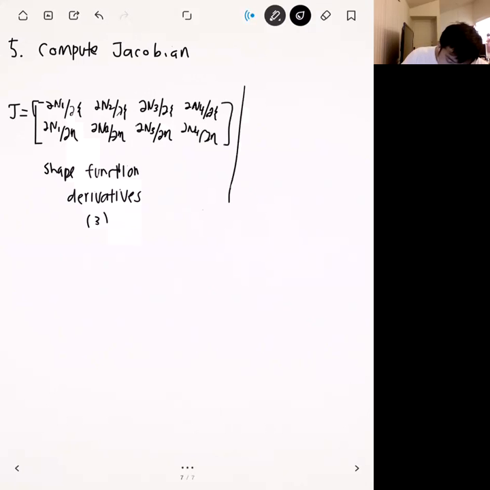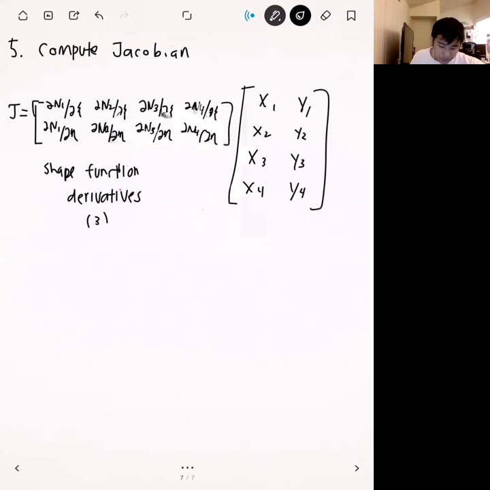Okay. And then to this, we're going to multiply our physical nodal coordinate matrix. It's going to be x1, y1, x2, y2, x3, y3, x4, y4. We didn't explicitly do this in a step, but we saw these in step 4, the previous one. By multiplying these, we get a 2 by 2 matrix.